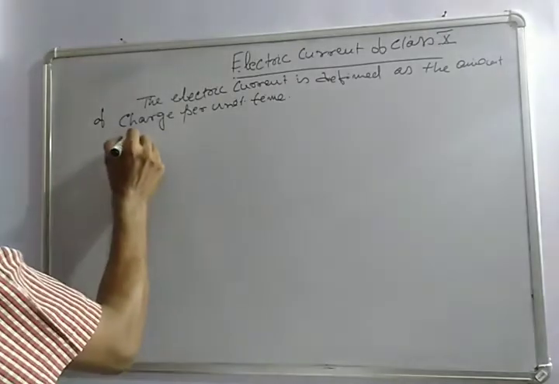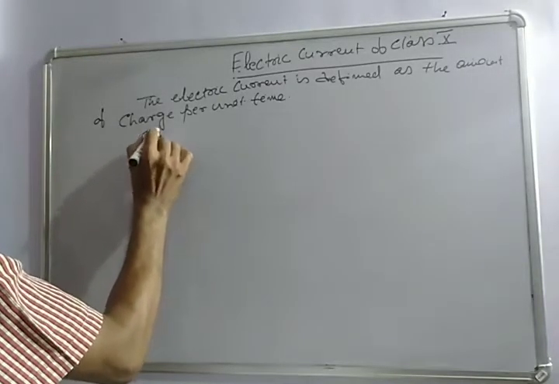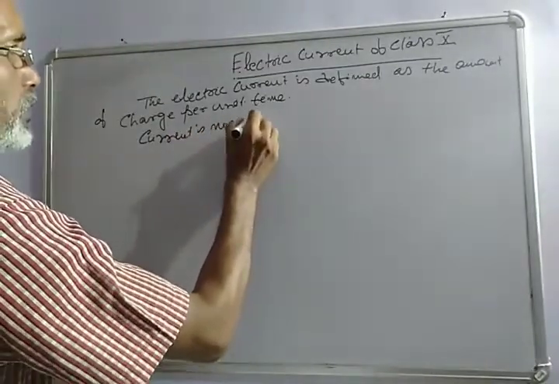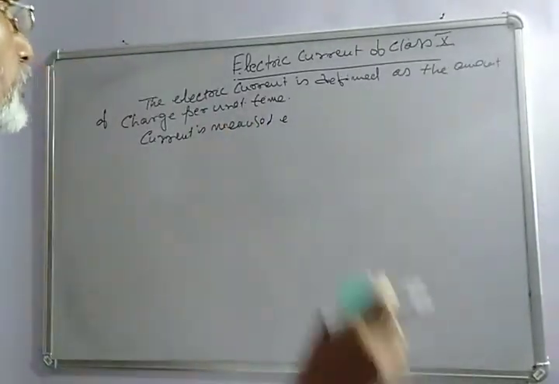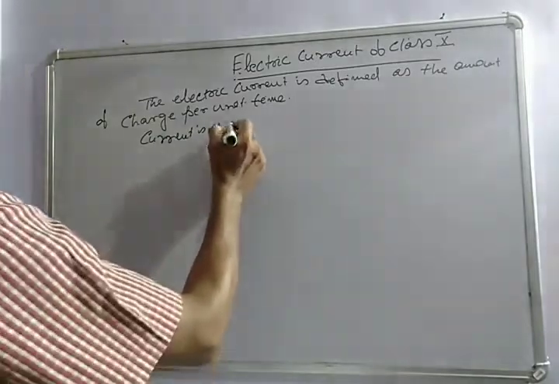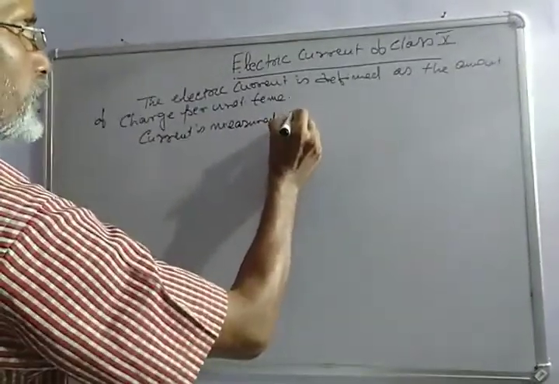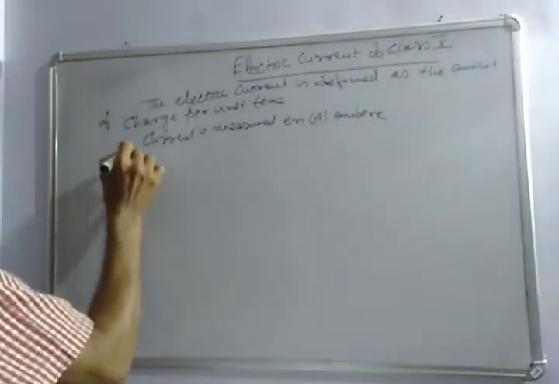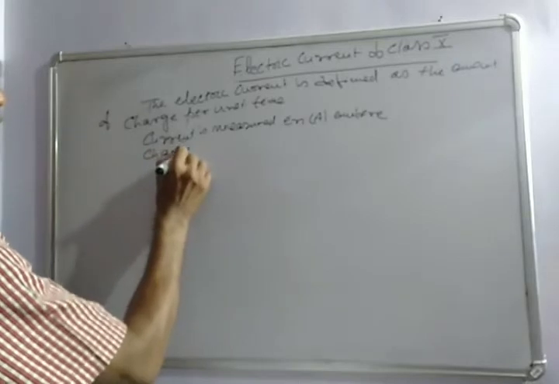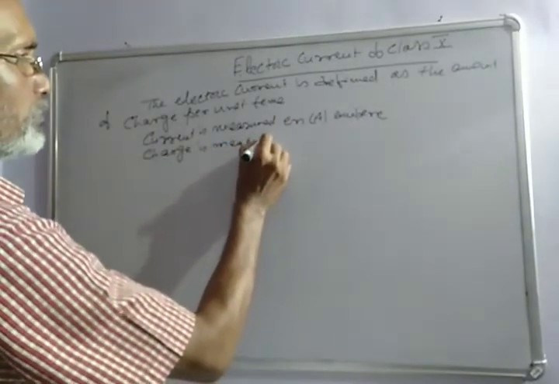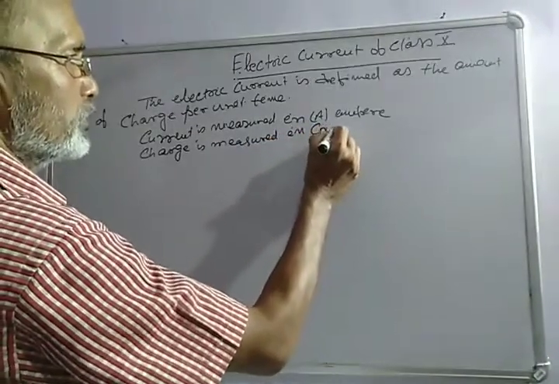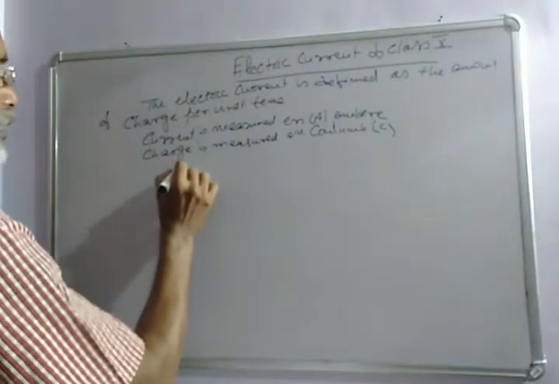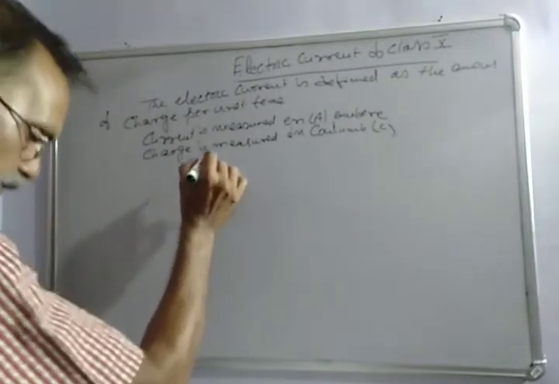Here current is measured in ampere. Charge is measured in coulomb, whose abbreviation is C. Therefore, current I is equal to charge by time.